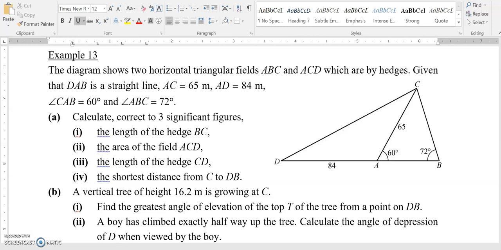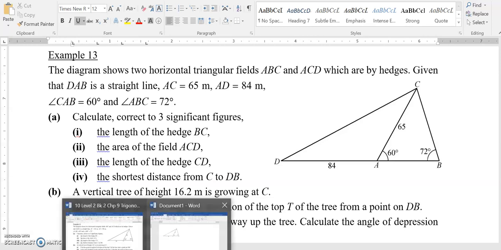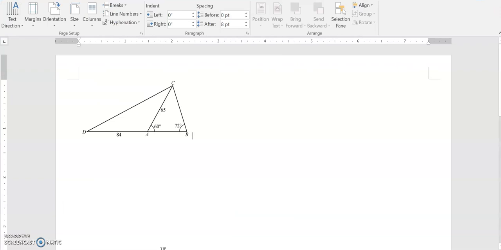Given that DAB is a straight line, AC equals 65 meters, AD equals 84 meters, angle CAB is 60 degrees, angle ABC is equal to 72 degrees. Let us calculate a few lengths and angles from the question. Now, let me just copy the diagram over into a Word document. Alright, and then I'll use this Word document to actually demonstrate how this question can be solved.